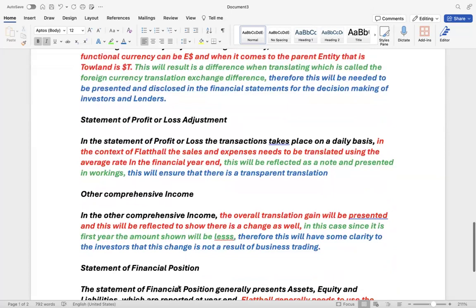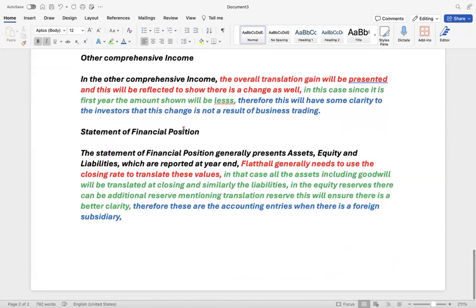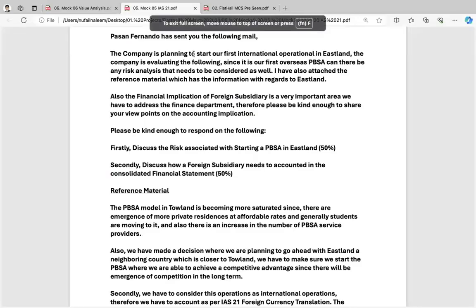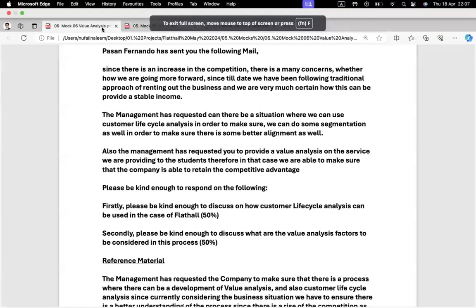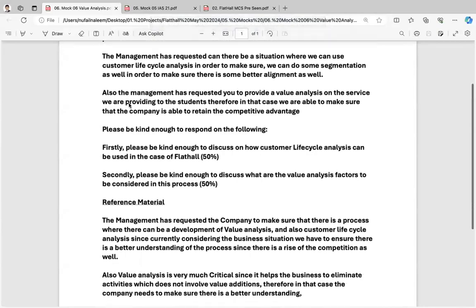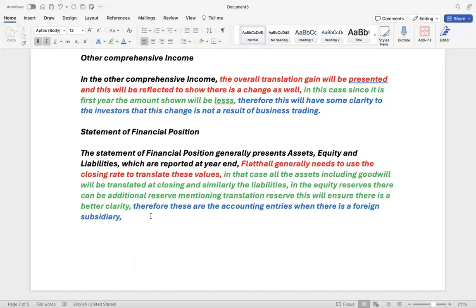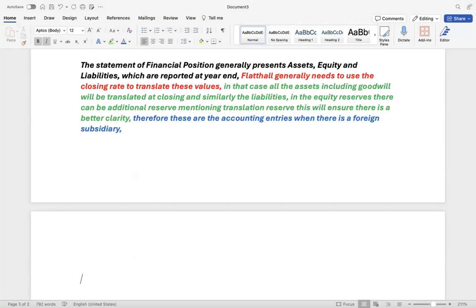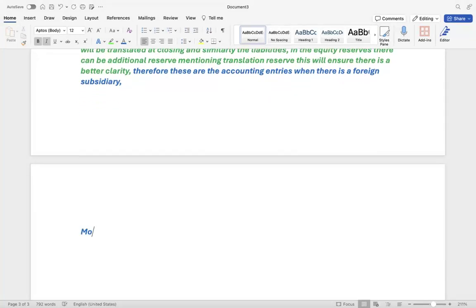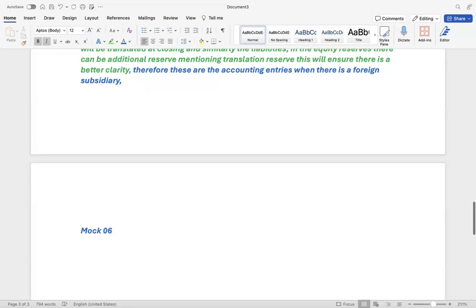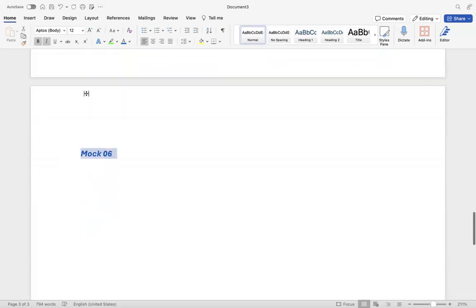So this is one thing. The accounting standards are almost the same in every exam paper. Thank you. Now, students, the next question, value analysis and customer life cycle. So again, let's focus on that also so that it will be very, very easier for you all. So I'll write down here, mock number 6, part 2. We'll finish that as well so that you will get the clarity.